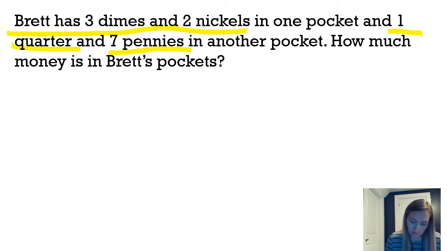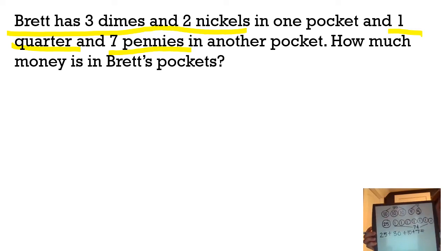I'm going to put mine in order from greatest to least, so starting with the quarter first, plus my dimes, then my nickels, and then my pennies. Oops. All right, here's my number sentence. I wrote 25 for the quarter plus 30, those are the dimes, plus 10 are my nickels, plus 7 are my pennies. Now I'm ready to combine and use a strategy to find the total value.